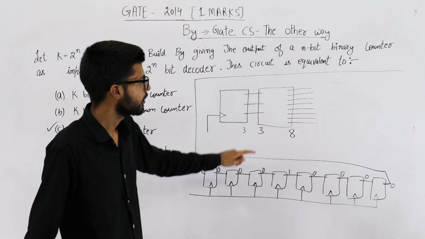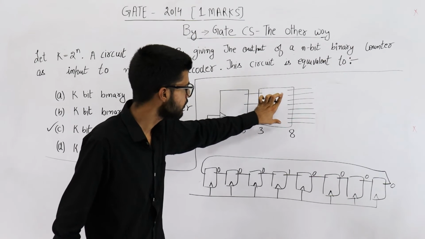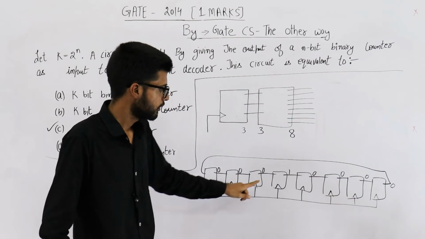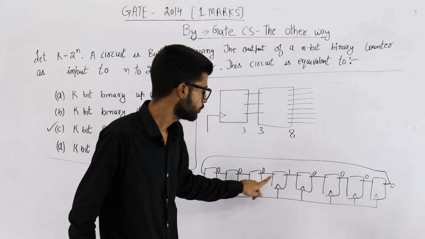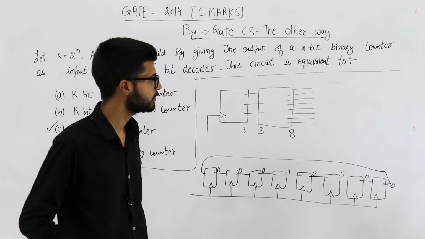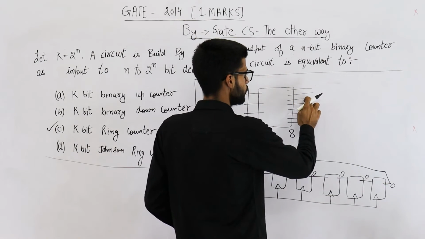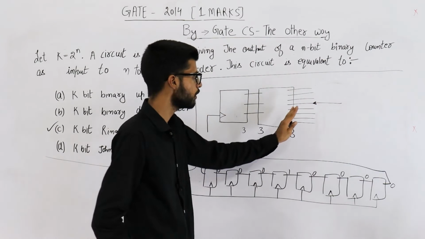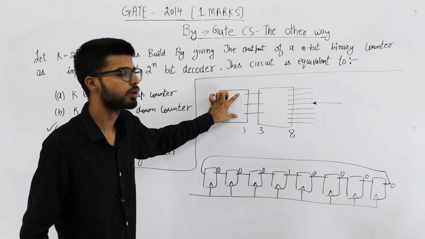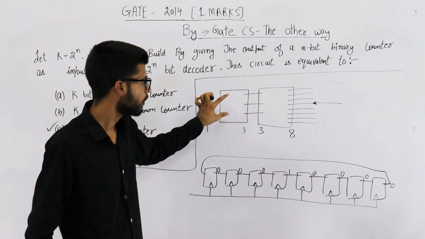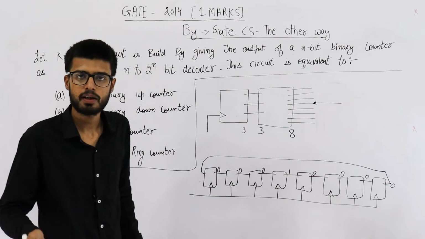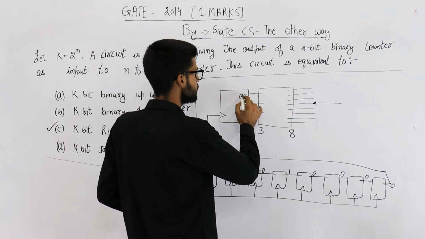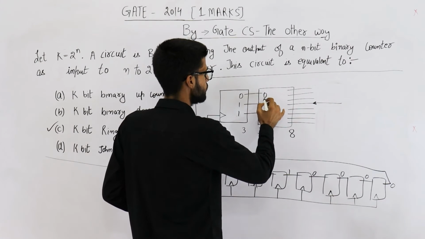What is the equivalent state of this circuit? 0, 1, 2, 3. The third output is high. What will be the respective input for this decoder, or what will be the state of this counter? It will be 3, which means 0, 1, 1 and 0, 1, 1.